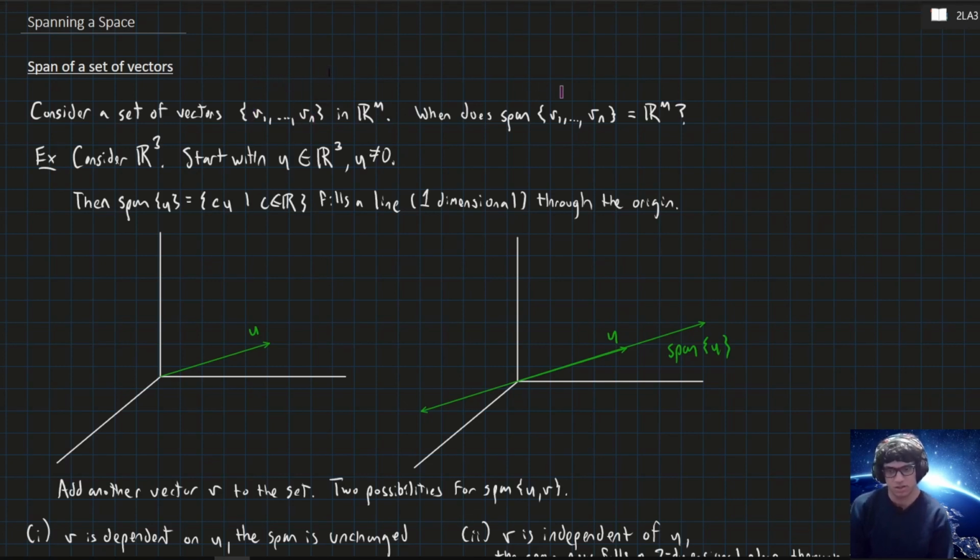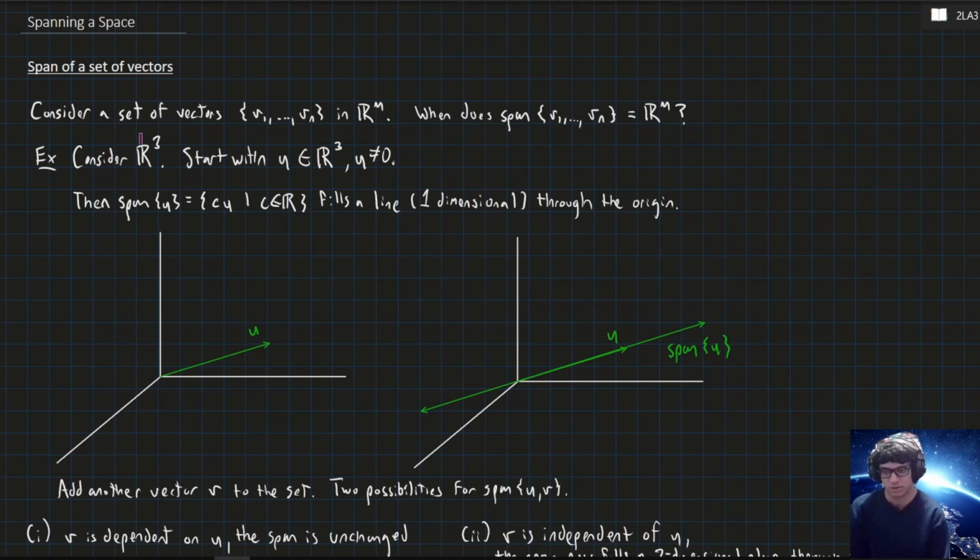So our starting question is going to be, when does the span of these vectors equal the whole set, Rm? Remember, the span is all the linear combinations of the vectors. When does that span fill out all of Rm? We'll answer this question by working through an example.